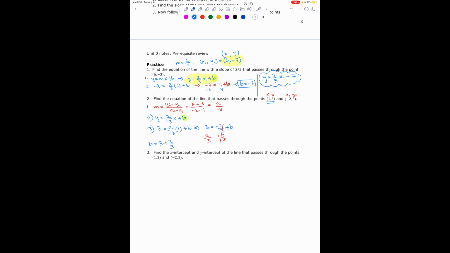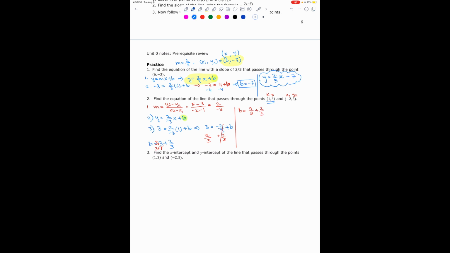Now when we add fractions, we have to have the same denominator. So I will put the denominator 1 here, because the denominator of any integer or any expression is 1. Now in order to turn that 1 into 3, I need to multiply by 3, but I have to do the same in the numerator as well. So that will lead me to b equals 3 times 3 is 9 over 3 plus 2 over 3.